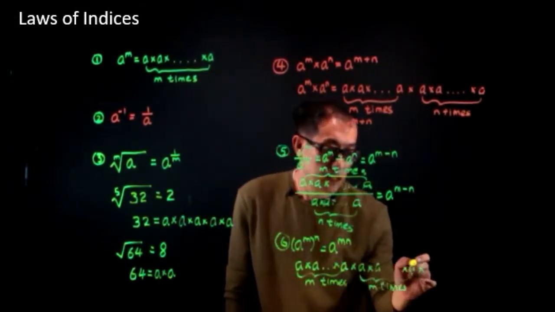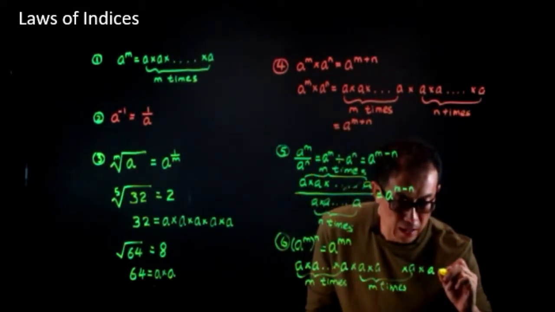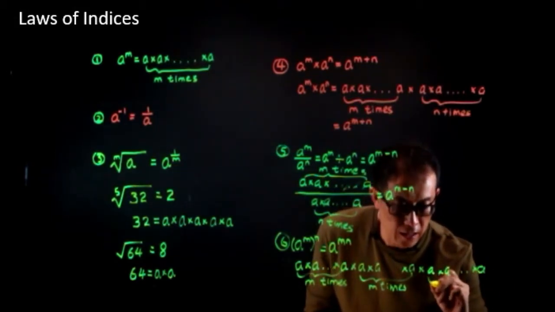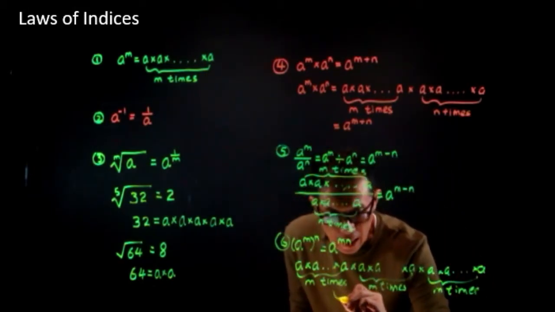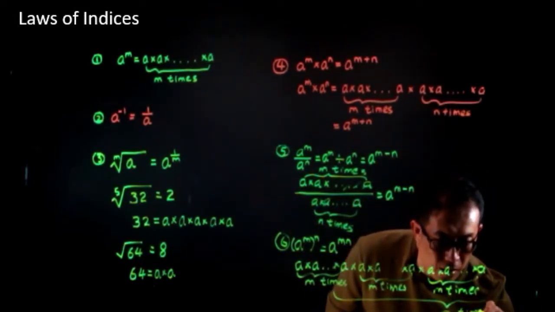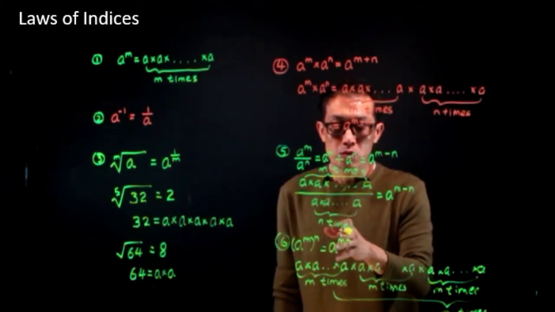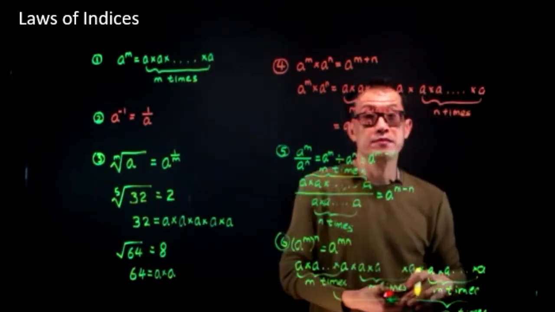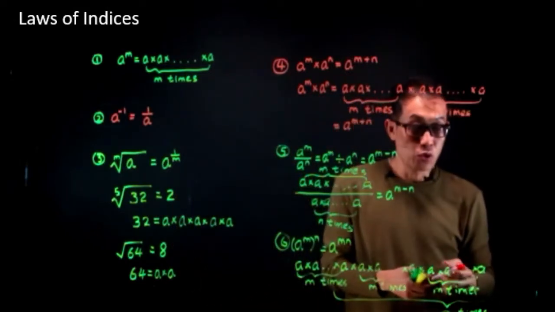And then another m times. All together, it repeats itself how many times? Another m times. All together, there are n of it. So this will be equal to A to the power m times n, because here you have m times, n times. Now the last rule, there is rule 7.